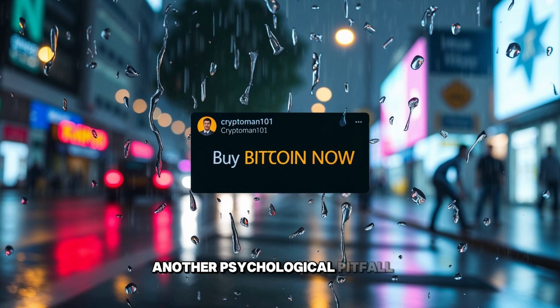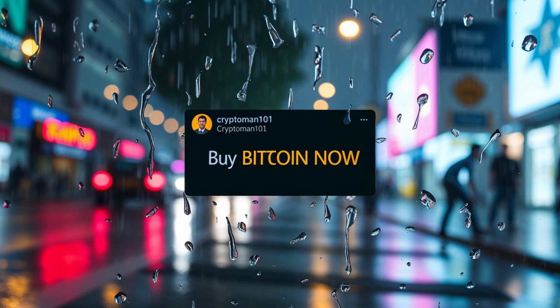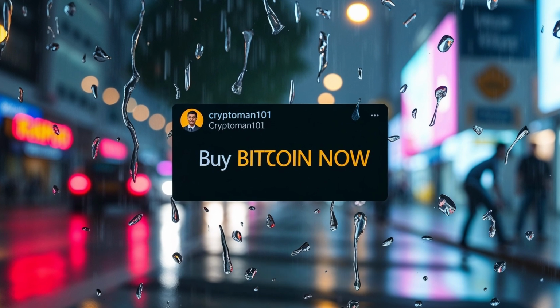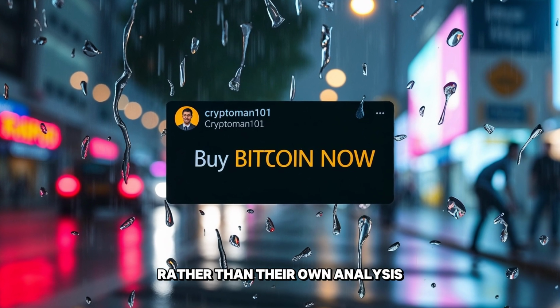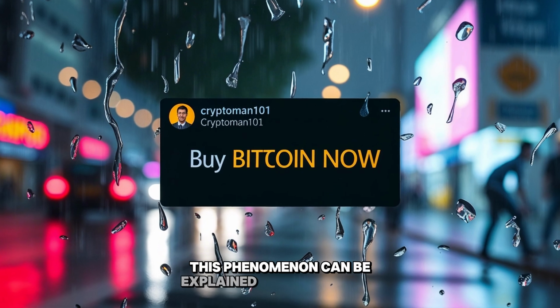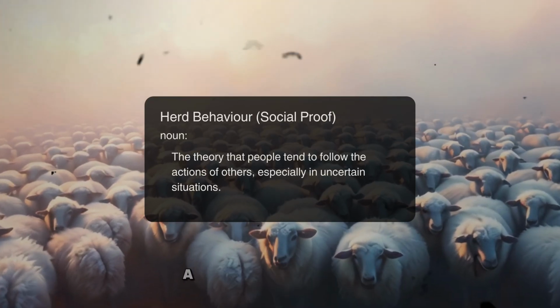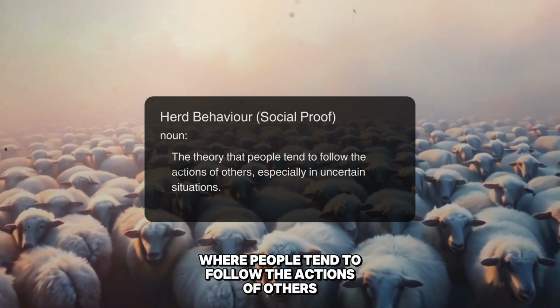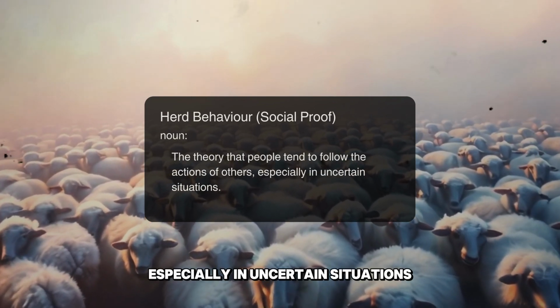Another psychological pitfall is herd behavior. When traders follow the crowd, making decisions based on what others are doing rather than their own analysis. This phenomenon can be explained by social proof, a psychological concept where people tend to follow the actions of others, especially in uncertain situations.